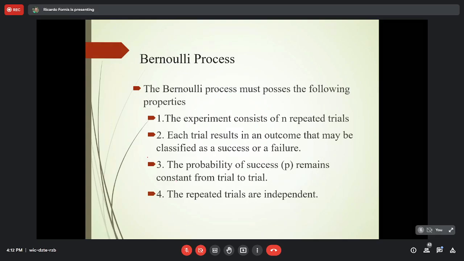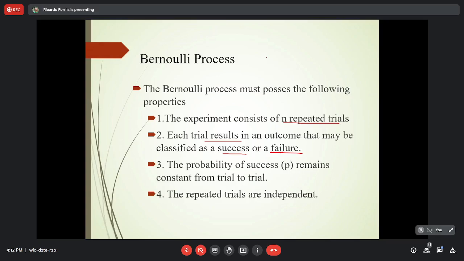Next, let's familiarize ourselves with the Bernoulli process. What is this process all about? The Bernoulli process consists of an experiment that is repeated n times, and each trial results in an outcome that may be classified as a success or a failure. Take note, for each trial, the outcomes could be classified as success or failure.